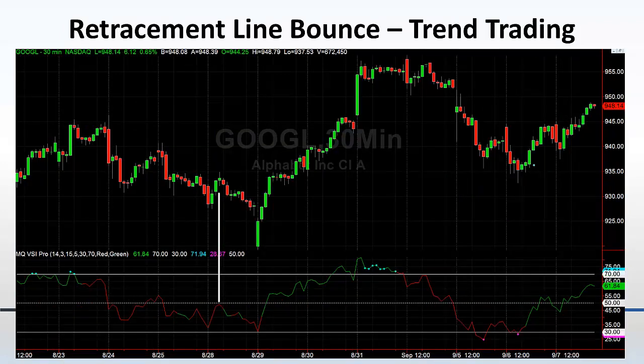So let's take a look at another example here. This is Google. Once more, we're going to check out some futures, some equities, and some Forex. But this is Google on a 30-minute price chart. The last one was 240-minute. I'm going to look at a few different time frames just so you guys can see, depending on the way that you like to trade.